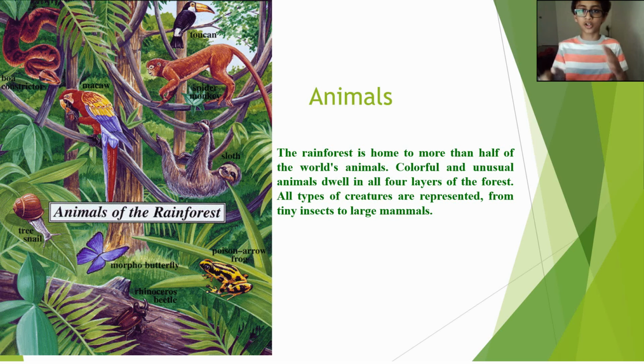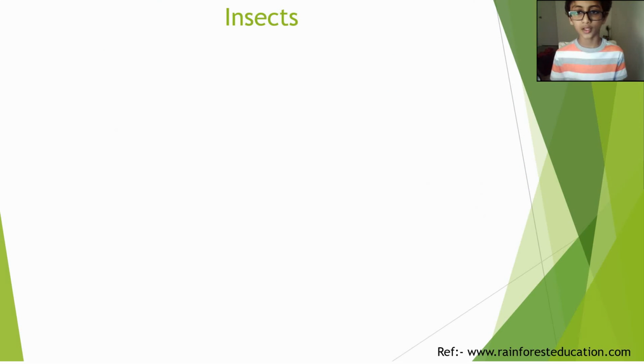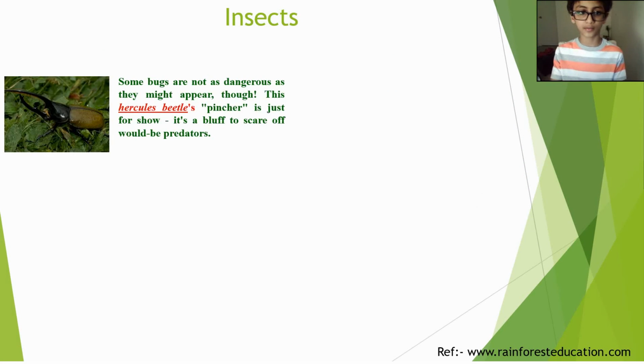First, I'm going to talk about how I'm going to divide up these later slides of animals. We're first going to start with the insects on the bottom left, like the tree snail, the morpho butterfly, and the rhinoceros beetle. And then we're going to go on to reptiles and amphibians like the poison arrow frog and the boa constrictor. Then a few birds like toucan and macaw, and hopefully some mammals like the spider monkey and sloth. So first we're going to start with insects.